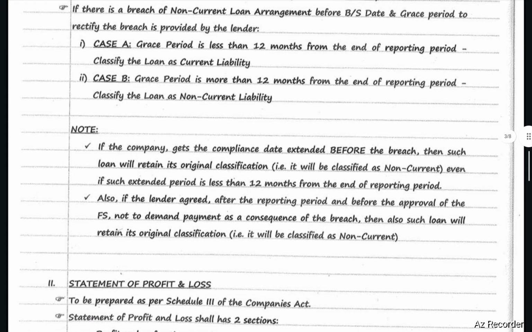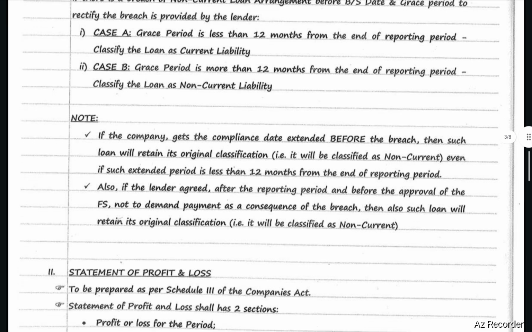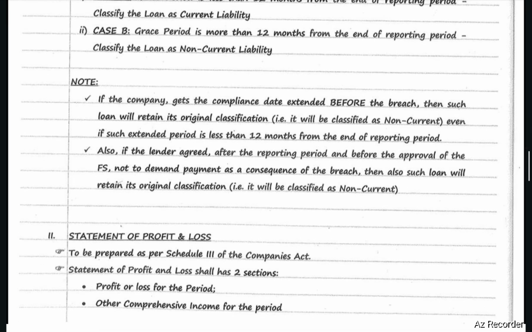That means before occurrence of the breach, if the compliance date is extended, that means no default, it will be considered as non-current liability only. Also, if the lender agreed after the reporting period and before the approval of the financial statements not to demand payment as a consequence of the breach, then such a loan will retain its original classification. That means it will be considered as non-current liability only.